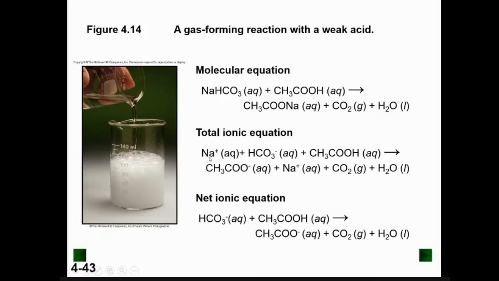Okay, now, in the molecular, they have everything together, like they should. In the total ionic, they've separated the NaHCO3. They didn't separate the CH3COOH because it is a weak acid. Because it's weak, they're not going to separate it, because weak acids don't dissolve that well in water. They don't break apart into ions well in water. Then we go to this side. We have this base broken apart, and we have CO2 and H2O. So the only thing we're eliminating from the total ionic to the net ionic in this reaction is the Na positive. It's because this acid doesn't break apart that well.